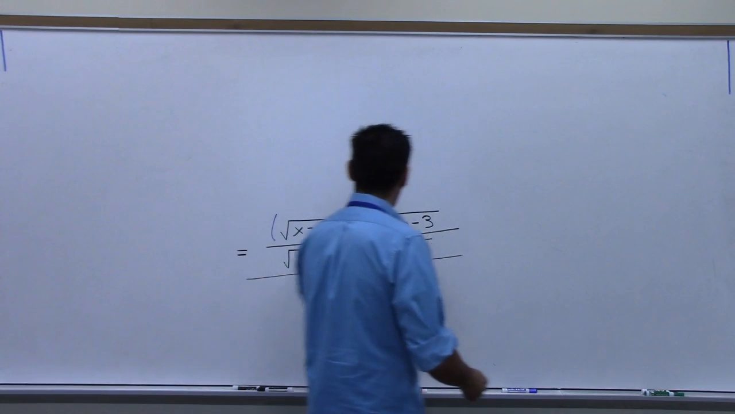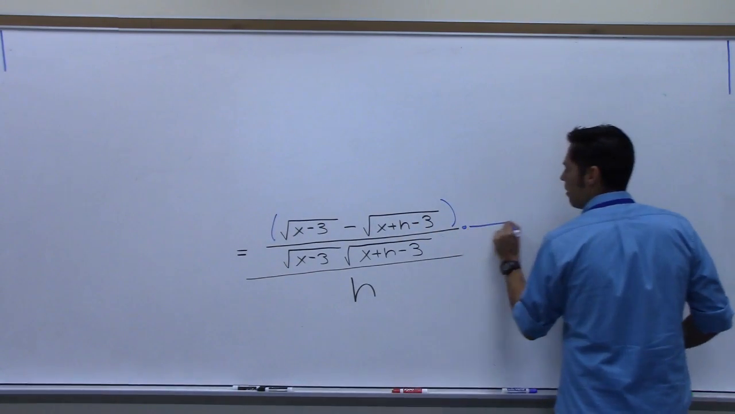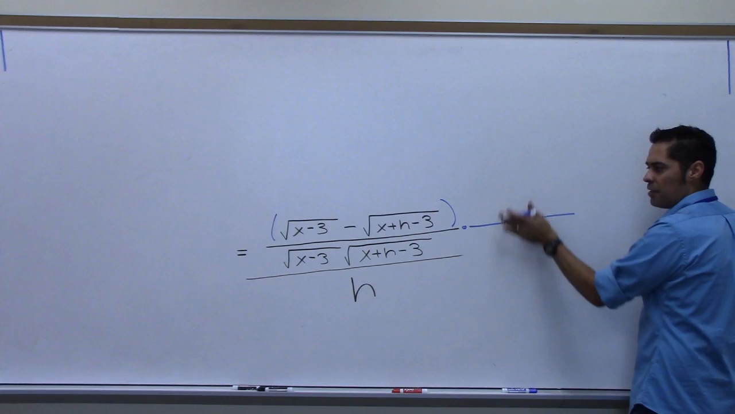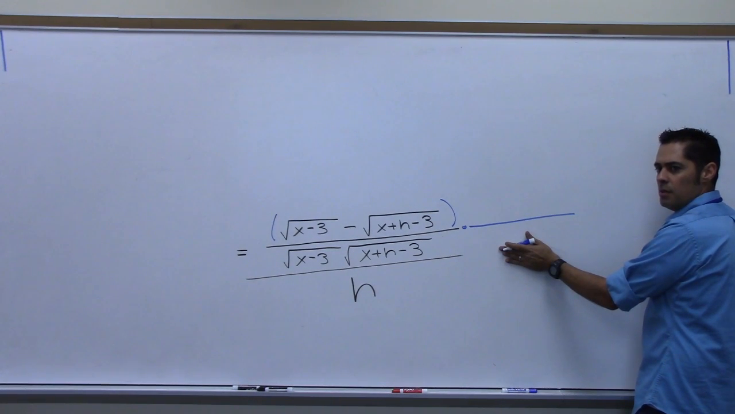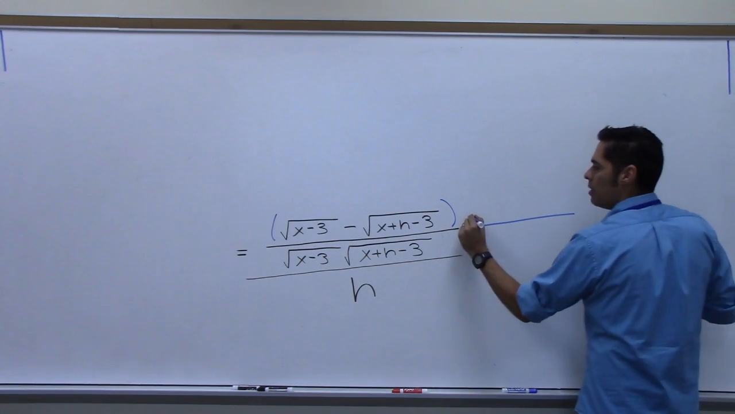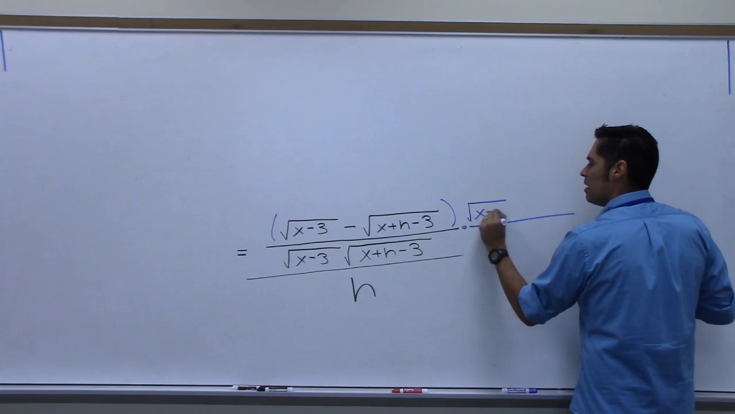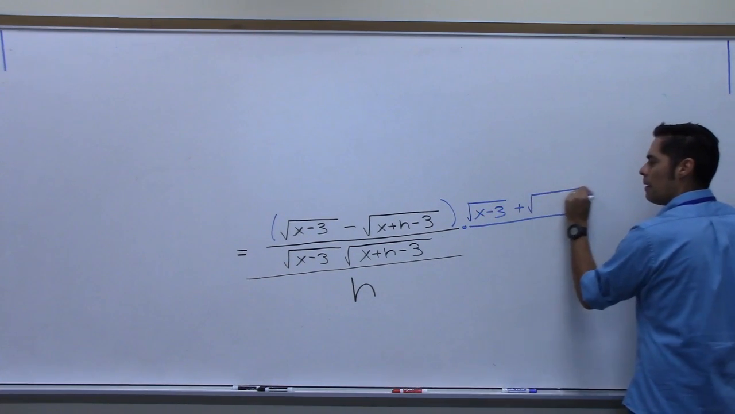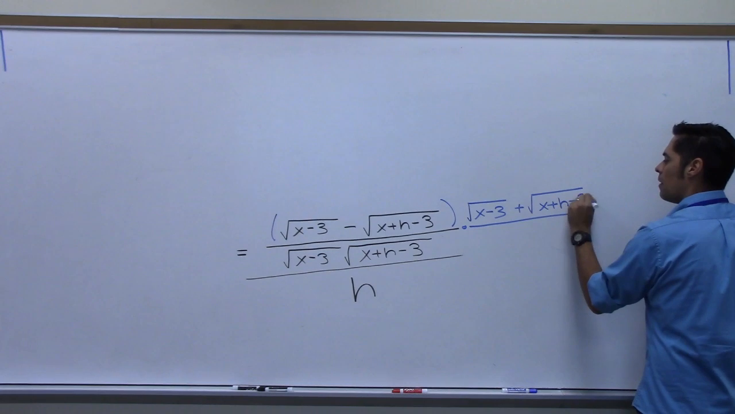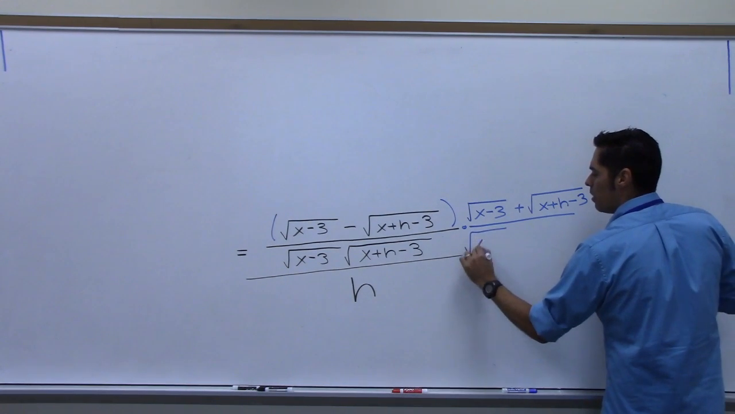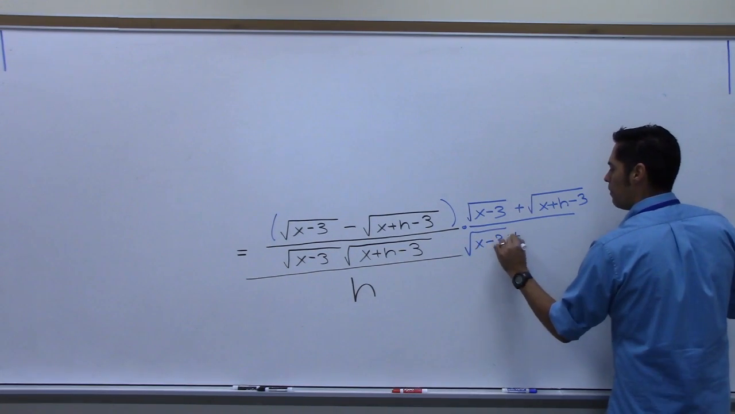I'm going to come in here and multiply by another 1. Same thing on top and bottom. Guess what I'm going to use? The conjugate. That's right, I'm going to use its conjugate. Now, we did talk about conjugates, didn't we? The conjugate is the same expression, but you change the sign between the two.